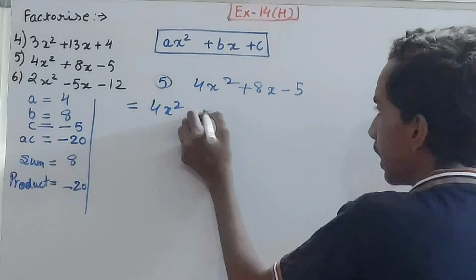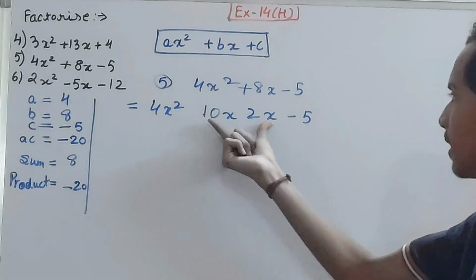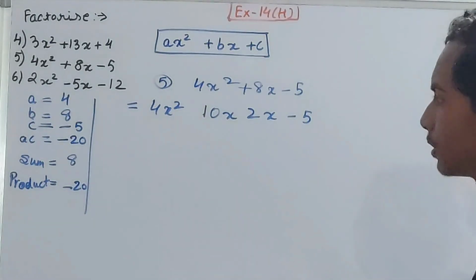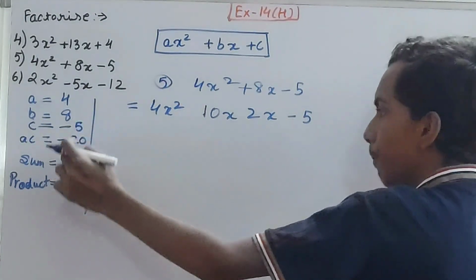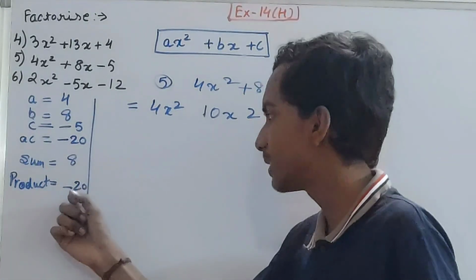See here, 10x, 2x and minus 5. Don't give any signs right now. See, 10x and 2x. So the sum has to be positive. Positive means the sign will go to the greater number. And the product is negative.